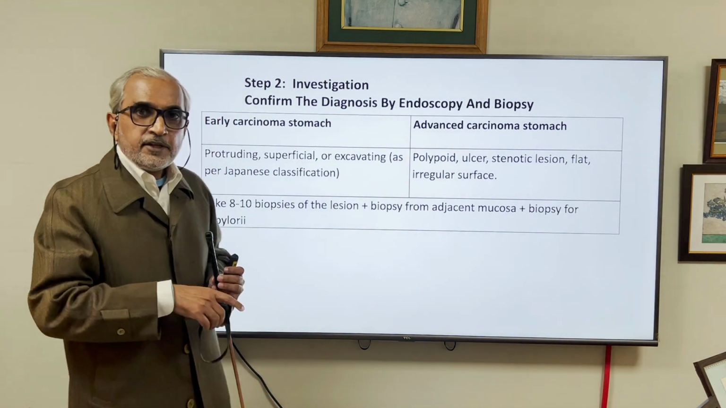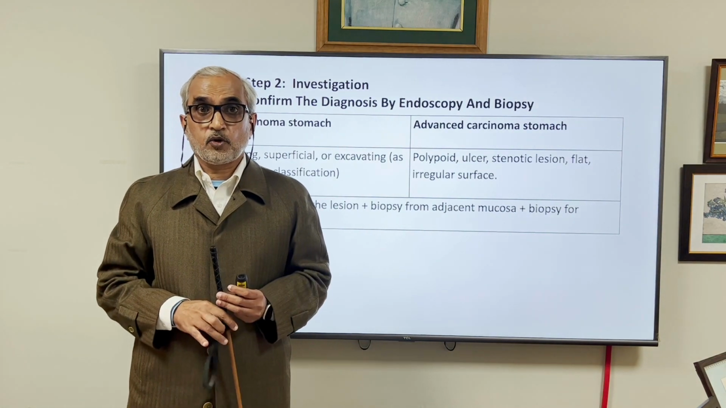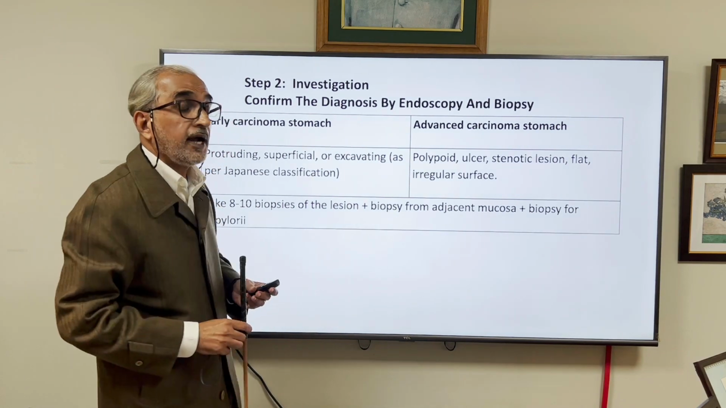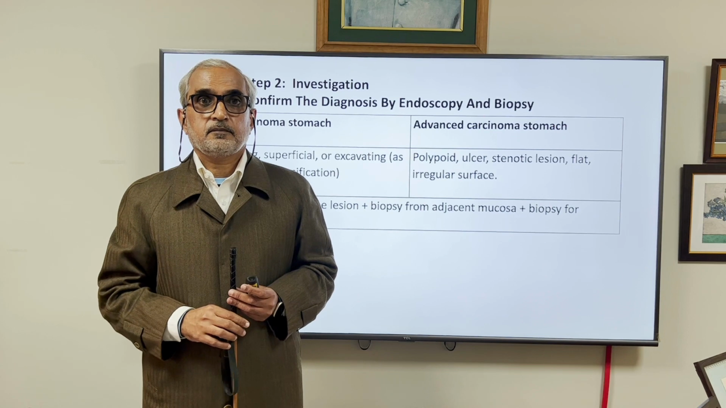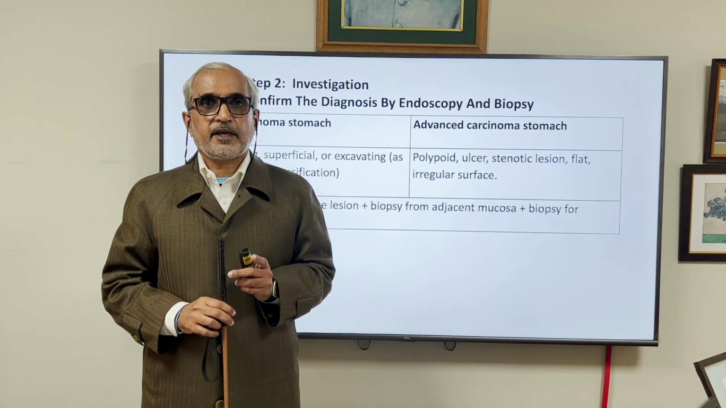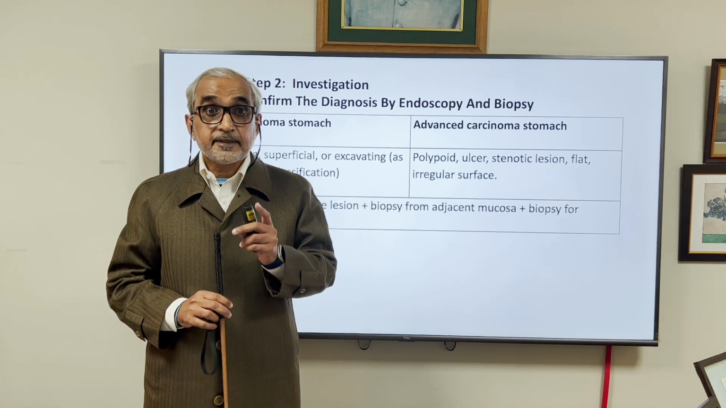And you have to take biopsy from the adjacent mucosa also, because we know that in early cancer, there is extensive growth over the mucosa. And you have to take a biopsy also for H. pylori, because H. pylori is a predisposing cause, an etiological factor, for cancer in the distal stomach.